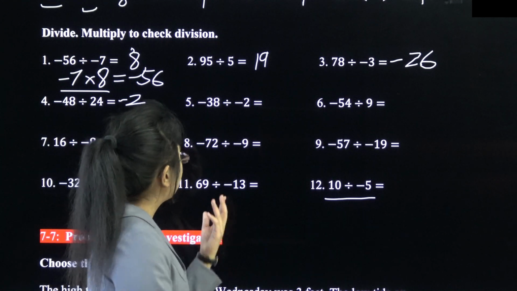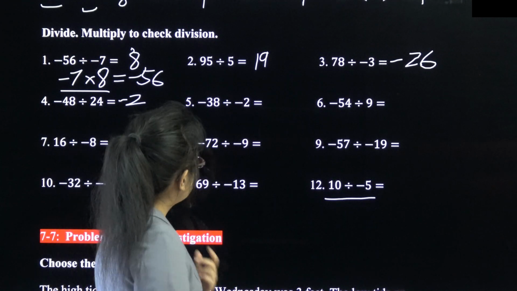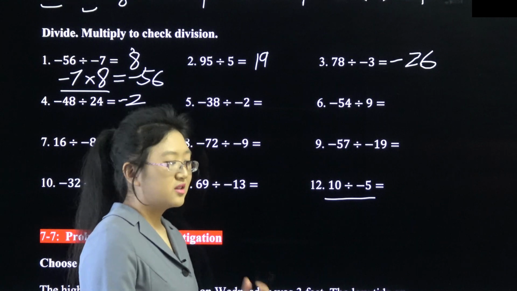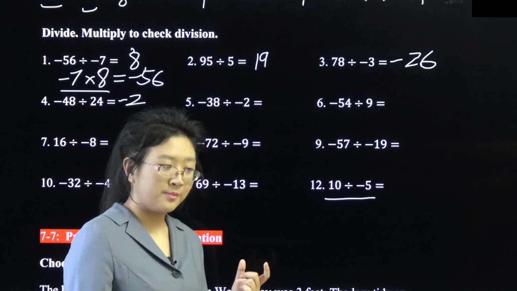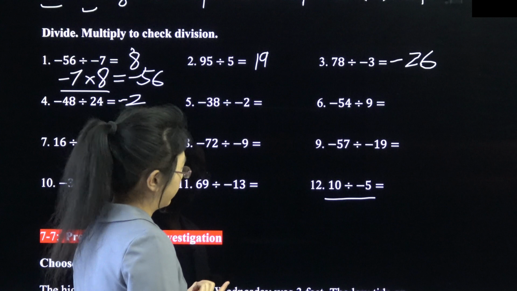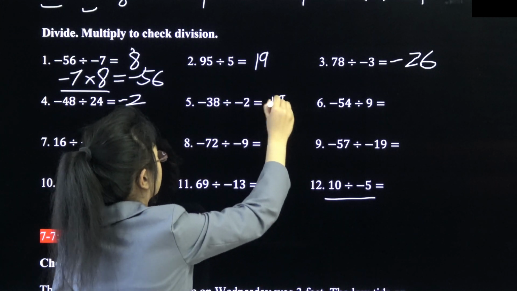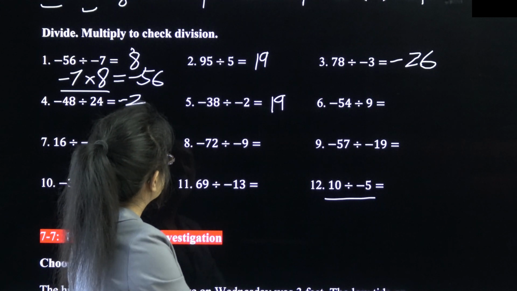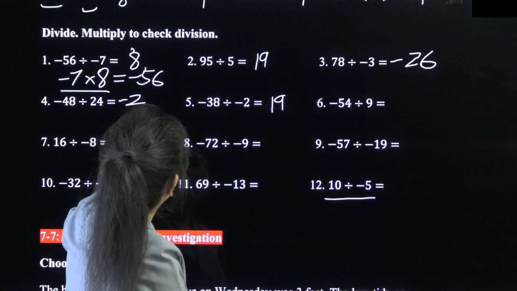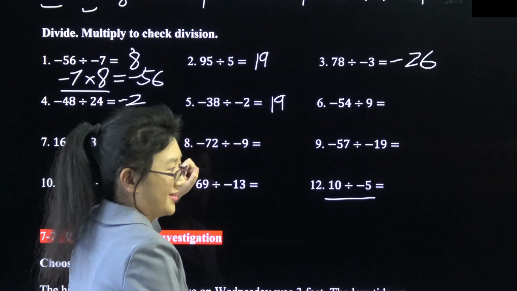Negative 38 divided by negative 2. Both of those have negative signs. And since the signs are the same, then the answer is going to be positive. So 38 divided by 2 equals 19. And the answer is just going to be positive 19. Oh wow, there's two 19s that are both positive. Nice.